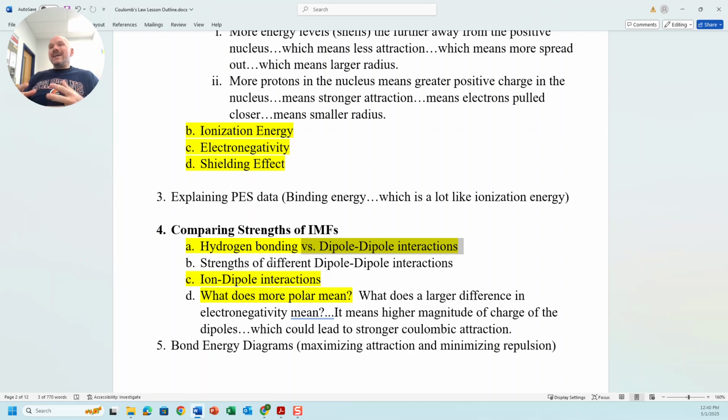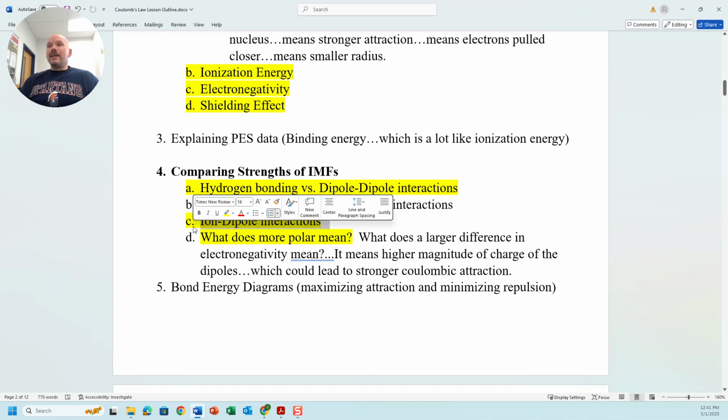Okay, but why is it F, O, and N? Why is it fluorine, oxygen, and nitrogen bound to hydrogen? Why do those opposite dipoles cause hydrogen bonding and not other ones? And it's two reasons. Those are the most polar, so higher magnitude of charge on the dipoles, but also they're very small. Nitrogen, oxygen, and fluorine are very small, so they're going to be able to get closer to the other molecule and thus have a stronger interaction. Okay.